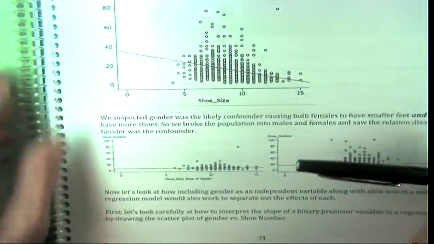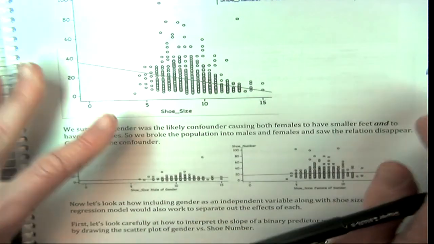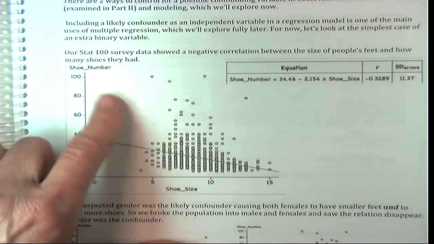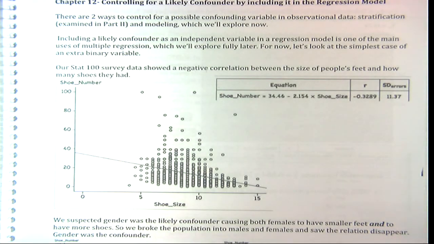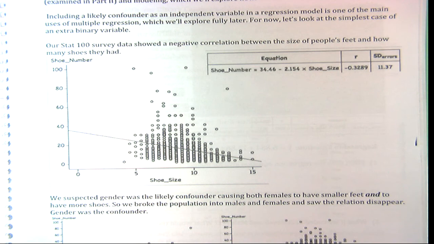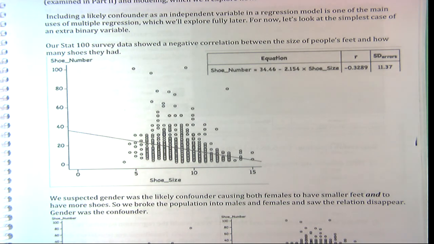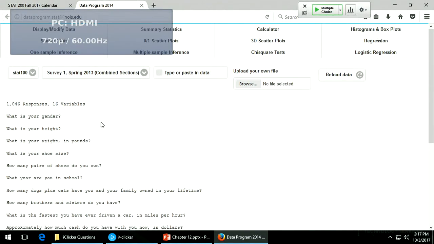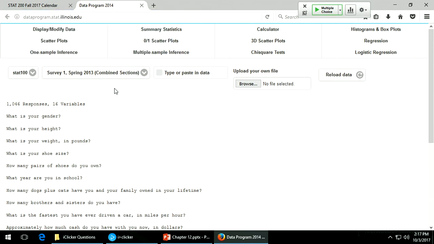All right, here. Okay. So this is our Stat 100 survey data. And the idea was what? That maybe we should just look at it. Why don't we just go and look at it, and you can see this data, and you can see what we're doing. So let's go to the PC. And here it's spring, this is the data set.